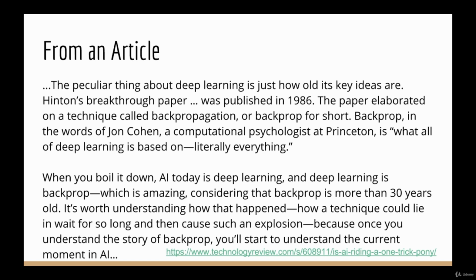Backprop, in the words of John Cohen, a computational psychologist at Princeton, is what all of deep learning is based on. Literally everything. When you boil it down, AI today is deep learning, and deep learning is backprop, which is amazing considering that backprop is more than 30 years old. It's worth understanding how that happened, how a technique could lie in wait for so long and then cause such an explosion, because once you understand the story of backprop, you'll start to understand the current moment in AI.